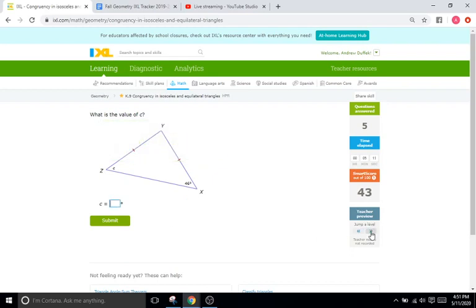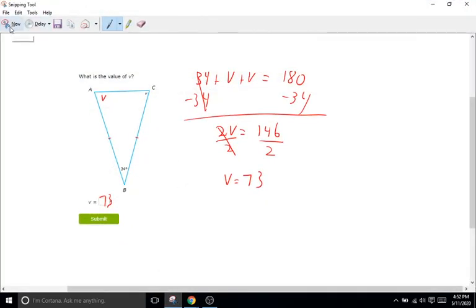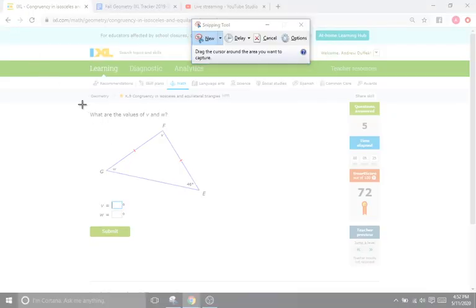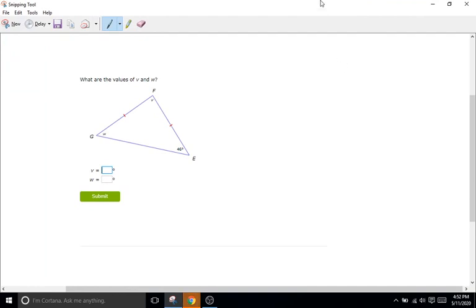Okay, so I'm going to jump to 72. Same deal, except now they ask you to fill in more information. I can do this one real quick. Looking at the kind of triangle, you see immediately it is an isosceles triangle because of the two tick marks. So you know that this angle and this angle are going to be the same. So W is going to be 46. But we still have to find what V is.